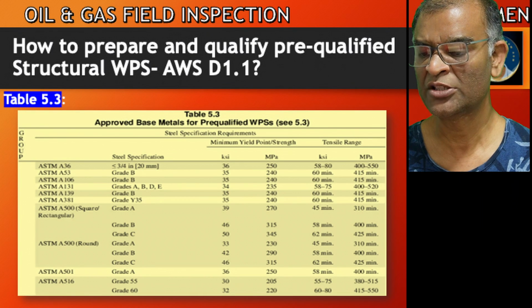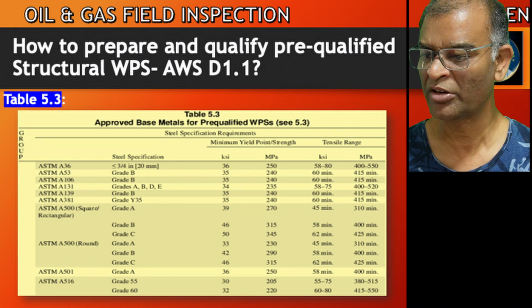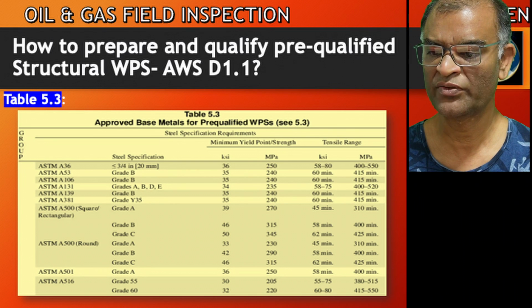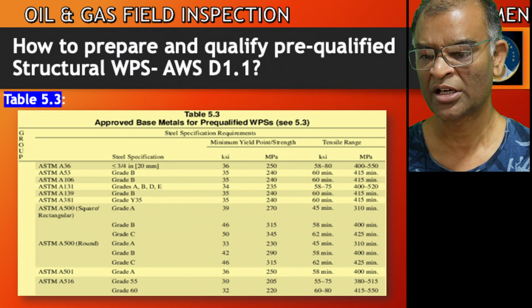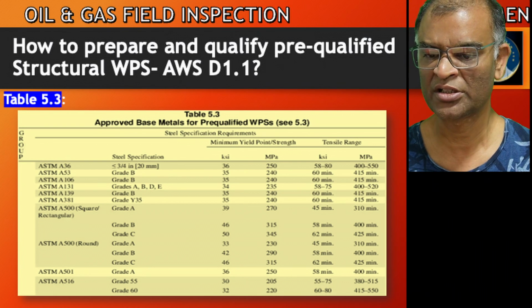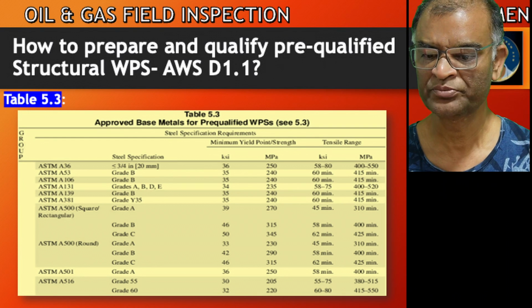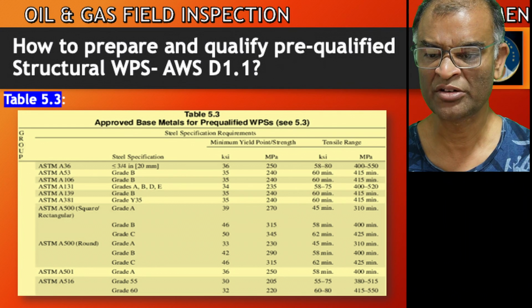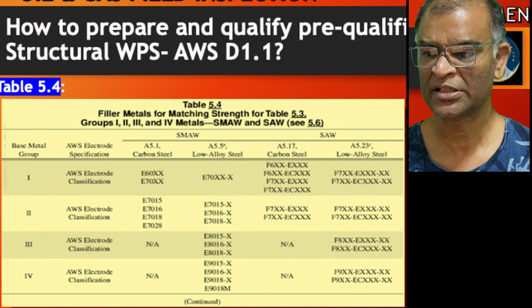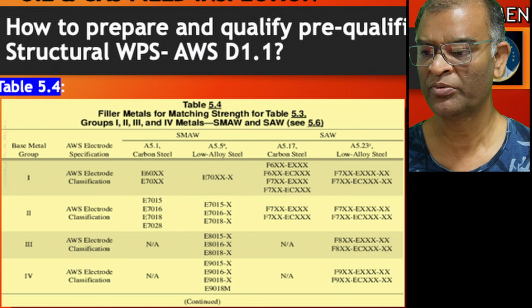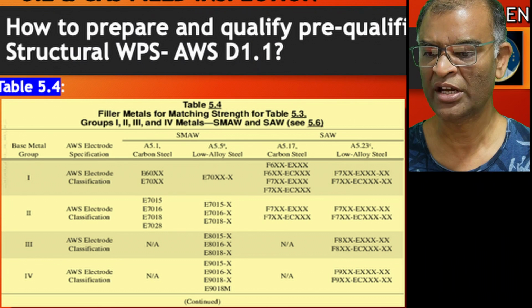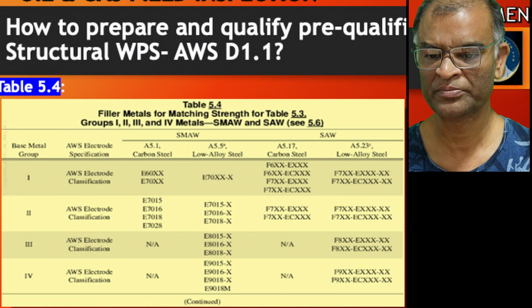Table 5.3 is for the approved base metals for pre-qualified WPS. You see that first metal ASTM A36 is the most popular metal for the carbon steel plates used for structural steel fabrication. A53, A106, these are also very popular. We have to choose which one is required for us. We got the base metals in table 5.3. Table 5.4 is the matching filler metal which is recommended for base metal group 1, 2, 3, 4 as you can see in the table.